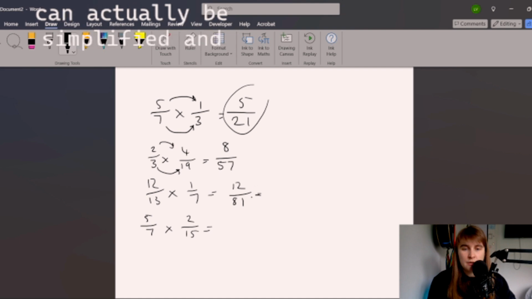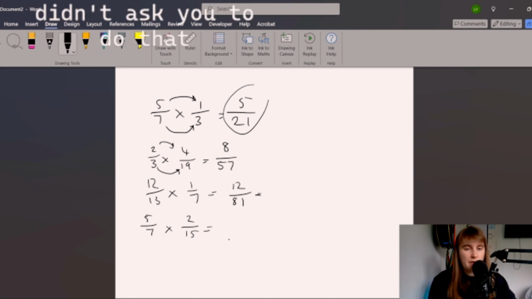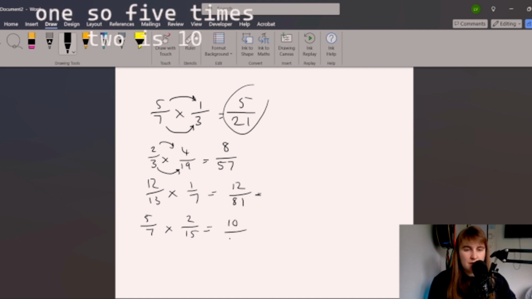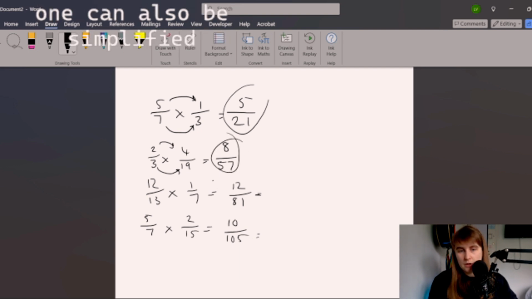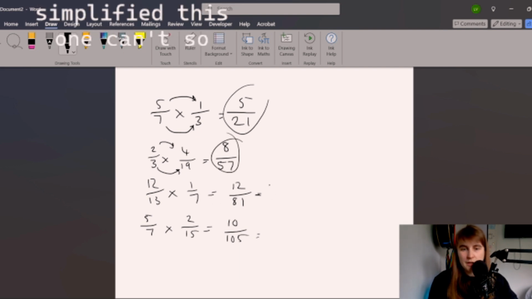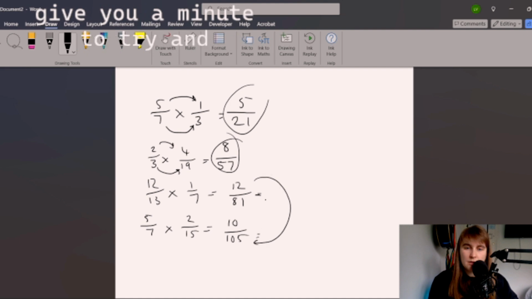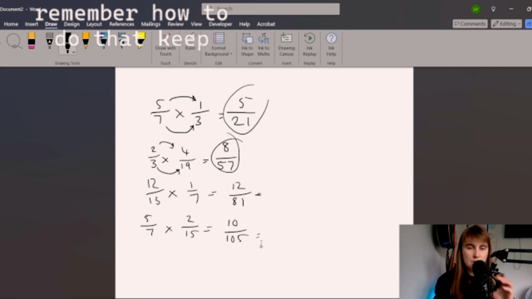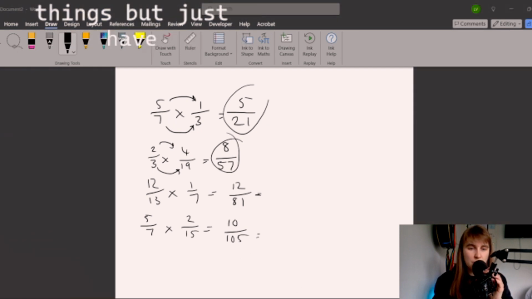I know I didn't ask you to do that. I'll get you to simplify that in a minute. Let's check this one. So 5 times 2 is 10. 15 times 7 is 105. So that one can also be simplified. This one can't. So I'm just going to give you a minute to try and simplify these two. You can remember how to do that. So just have a go at simplifying those two.